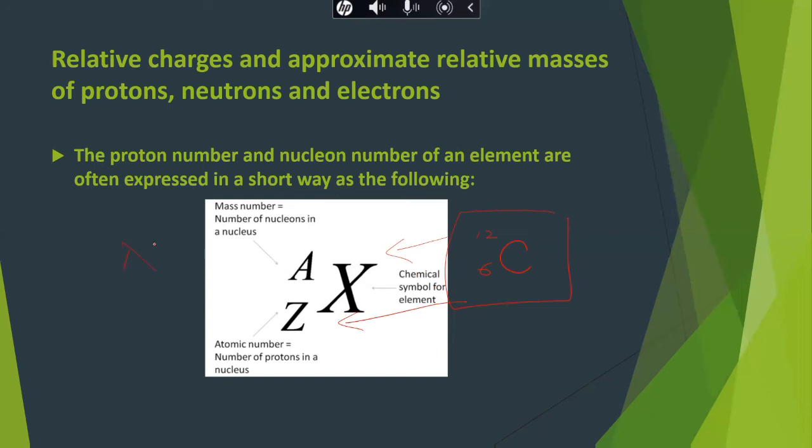Let's take another example. Sodium. The symbol for sodium is Na. Its mass number is 23 and its proton number is 11. Let's take another example. Nitrogen. Mass number is 14 and proton number is 7. All right.